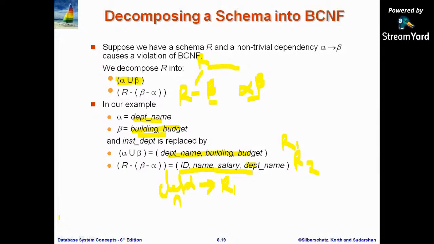Department name tends to R1. So this is our lossless decomposition. Now you need to check whether this relationship has come in BCNF. You can see that department name tends to building comma budget. That is, department name has become a super key for R1. So this alpha has become a super key of R1. So this relationship has become a BCNF.